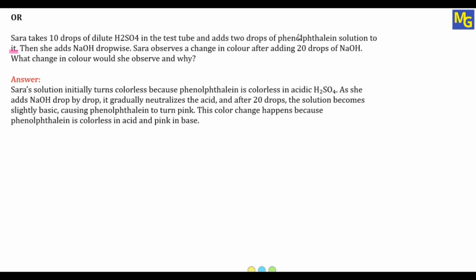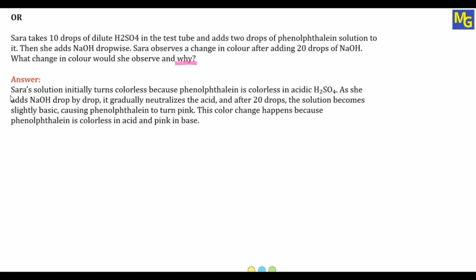Phenolphthalein is an acid-base indicator. She is going to add it drop by drop into this H2SO4. Remember, H2SO4 is an acid and you are adding this indicator. So what color should it give? It should remain colorless. Then she adds NaOH dropwise. Sara observed a change in color after adding 20 drops of NaOH. What change in color would she observe and why?